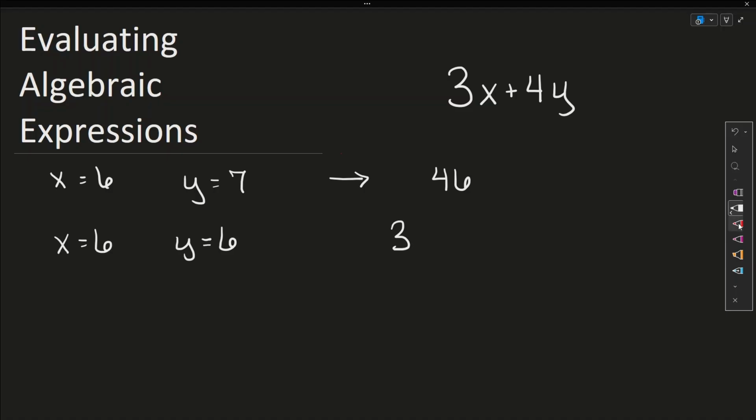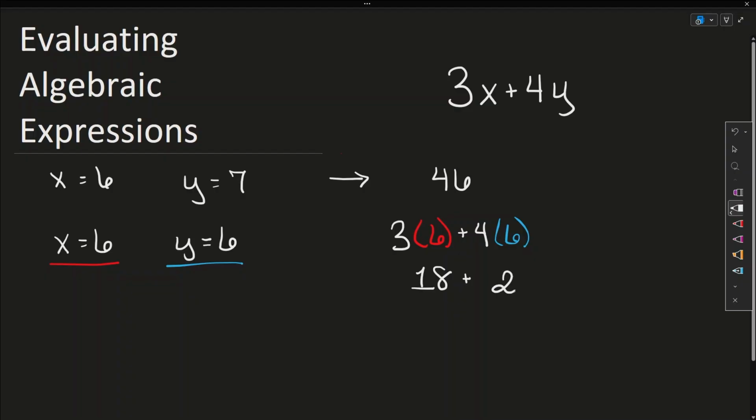We have 3 times 6 for the x, plus 4 times, and then 6 for the y. 3 times 6 is 18, and 4 times 6 is 24. 18 plus 24 gives us 42.